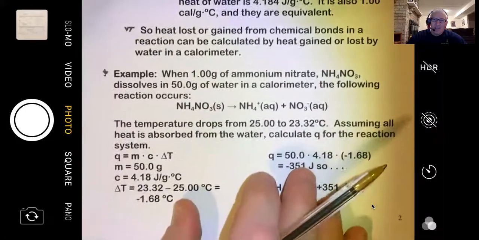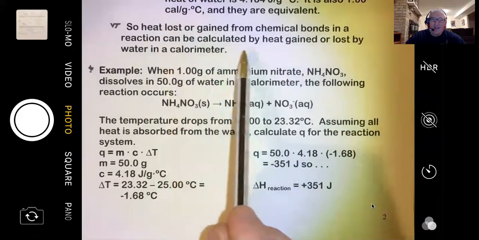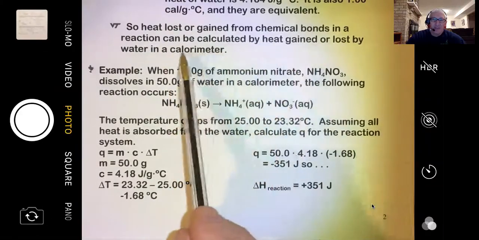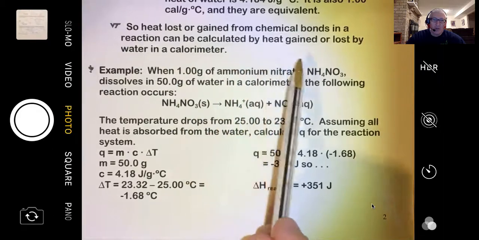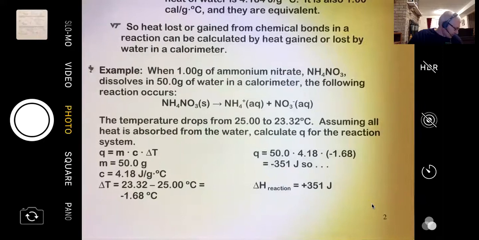And big understanding here: the heat lost or gained from chemical bonds in a reaction can be calculated by looking at the heat gained or lost by water in a calorimeter. Okay, sorry about that. And now let's go ahead and look at this.